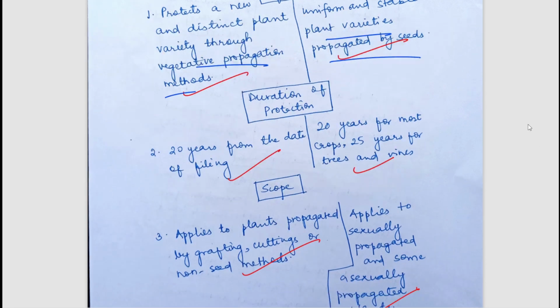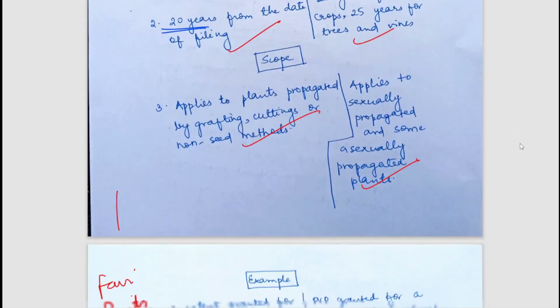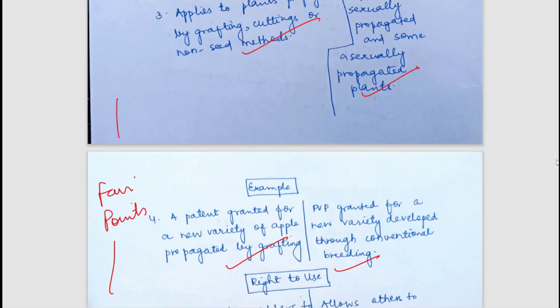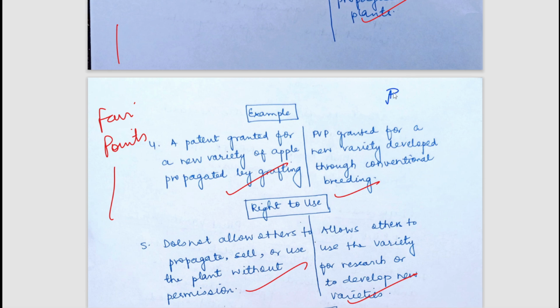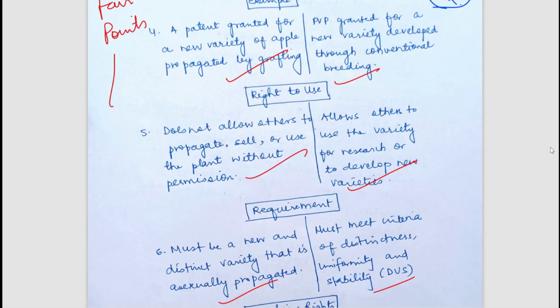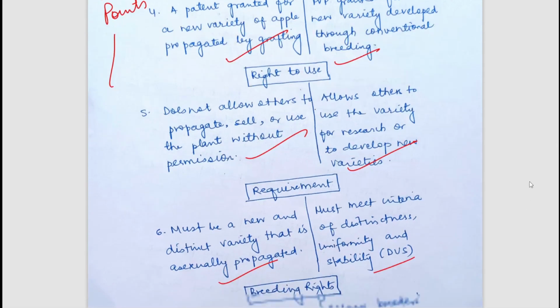Here the time is 20 years. Here the time is different for trees and small crops. For small crops the time is less. For trees and vines the time is more. Scope, examples and right to use have been mentioned. For example, in PVP we have different kinds of rights, such as farmers' rights, breeders' rights, producers' rights and researchers' rights. So we should know these points, and you can simply pause the video and read these answers. It is fairly written.